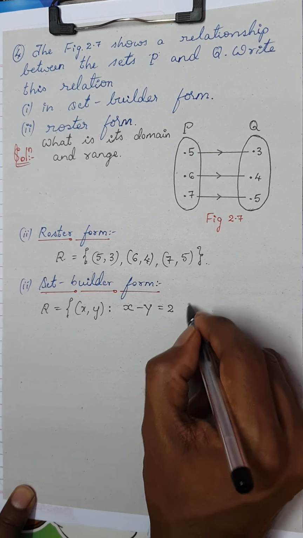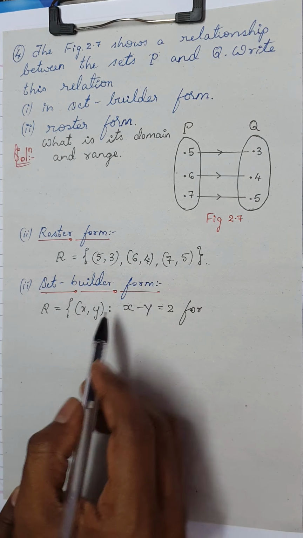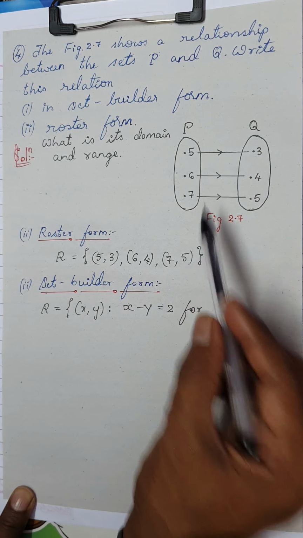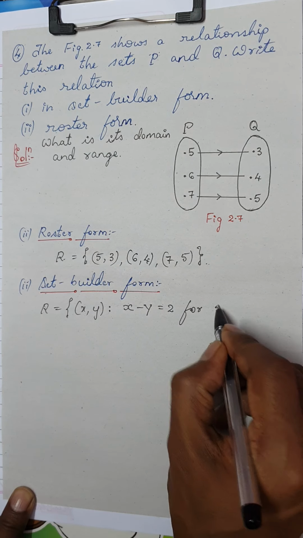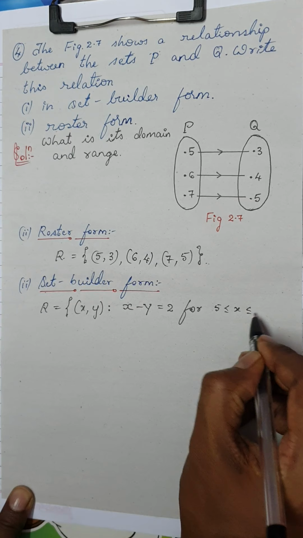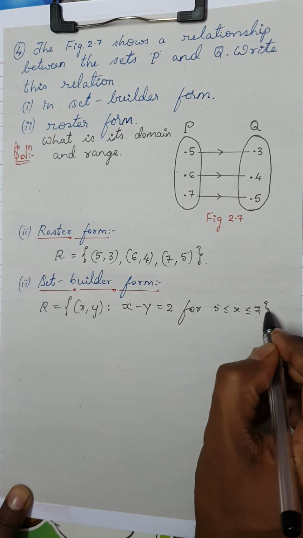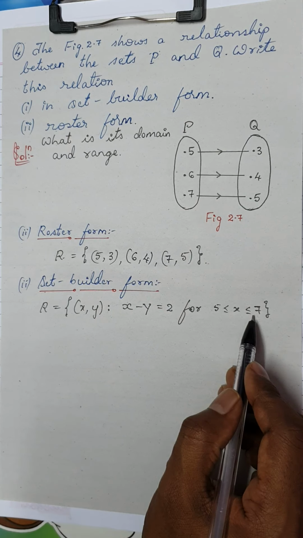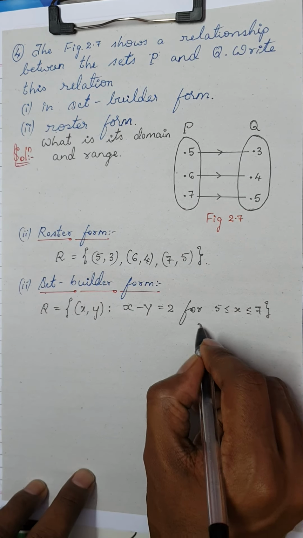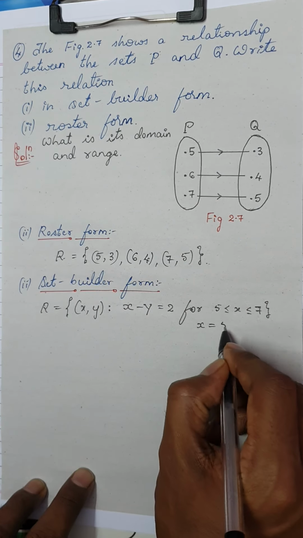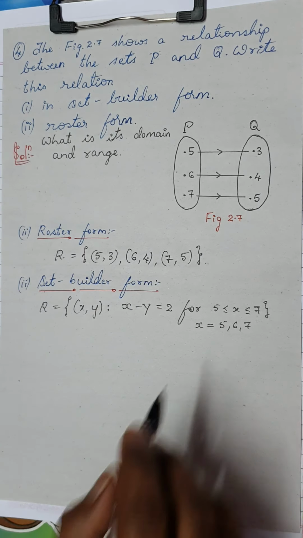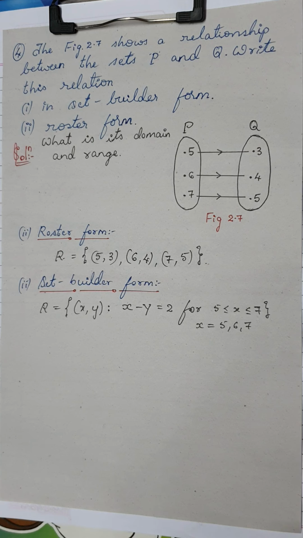And again you should be very careful, what are the values of x? Now x is lying between 5 to 7. So I can write 5 less than or equal to x less than or equal to 7. What does that mean? x will lie between 5 to 7, or else you can also write where x is equal to 5, 6, 7. Even if you write this way, this is correct.